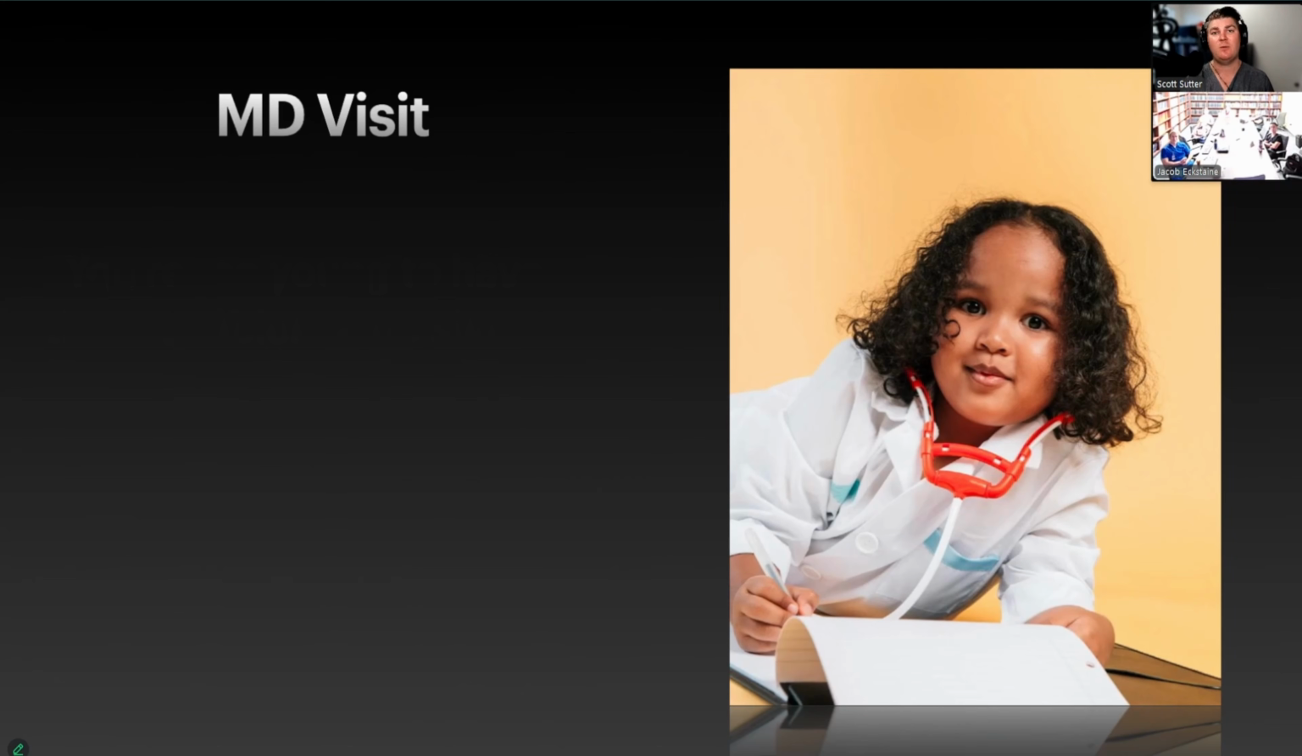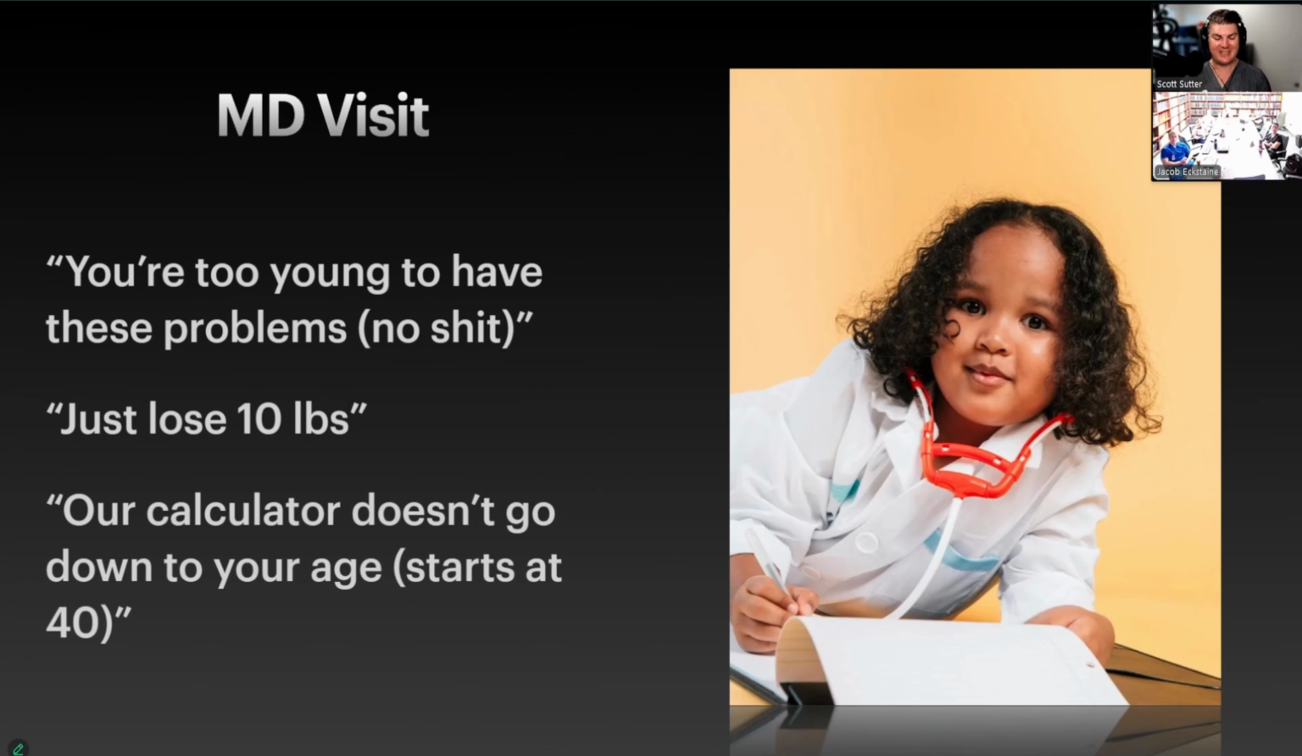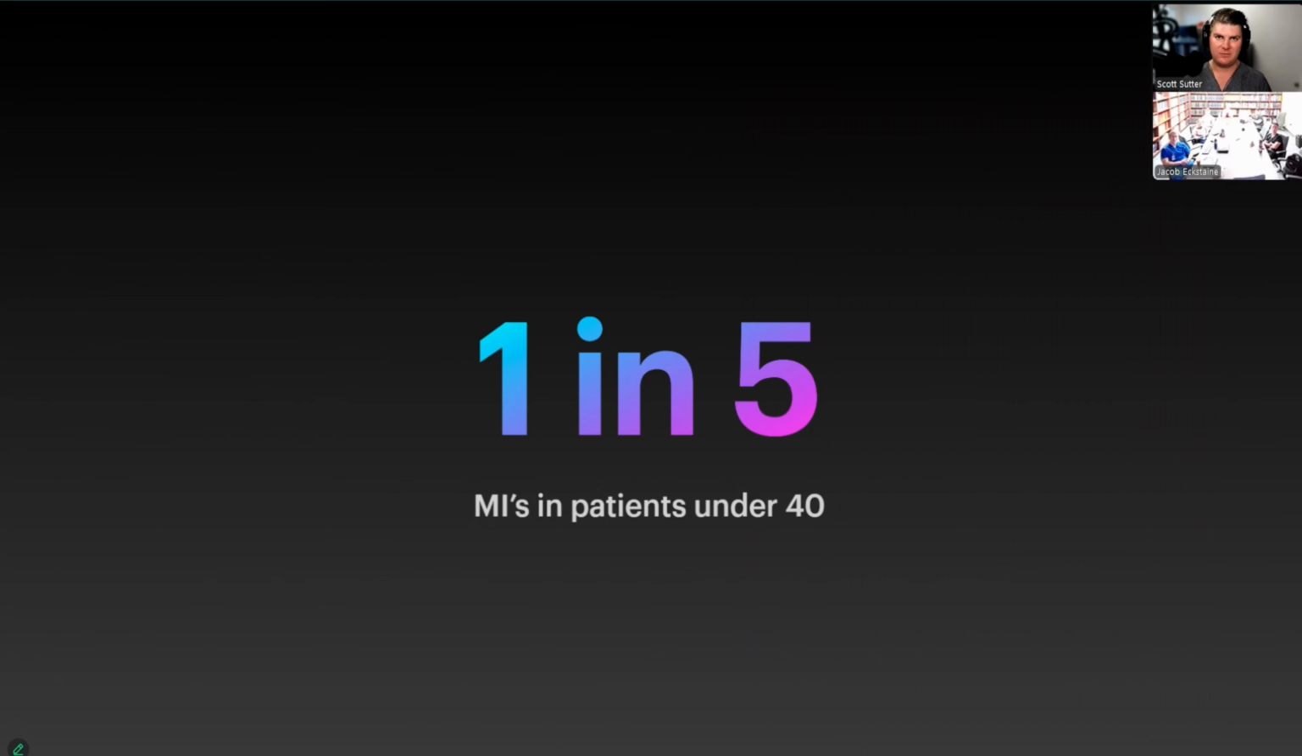And here's what I was told. I told them all this. But the first thing is, you're too young to have these problems. And my response was, no shit. That's why I'm here. They said, just lose 10 pounds. And I did. And it didn't make a difference. And they literally said, well, we don't know how to calculate your risk because it starts at 40 for cardiac issues. Here's a fun fact. 1 in 5 heart attacks are in patients under 40. And in men, half of them are fatal.